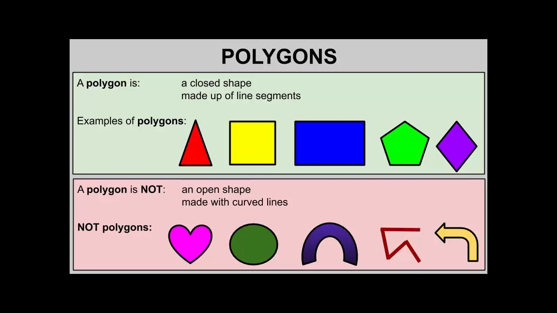You can see that in the line below, we have one figure that is not closed, the fourth one over. A polygon may not have curved lines. So a heart, a circle, a rainbow shape, a curved arrow, none of these figures are polygons. A polygon is only a closed shape made of line segments.